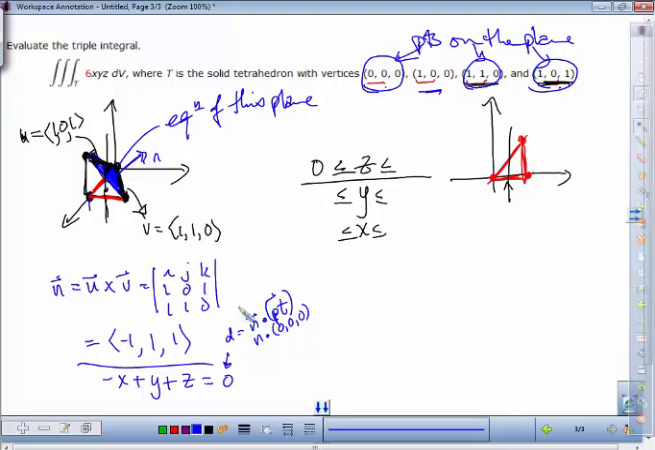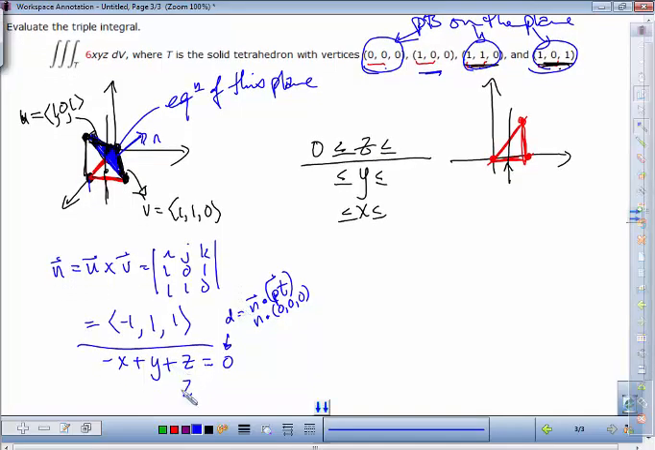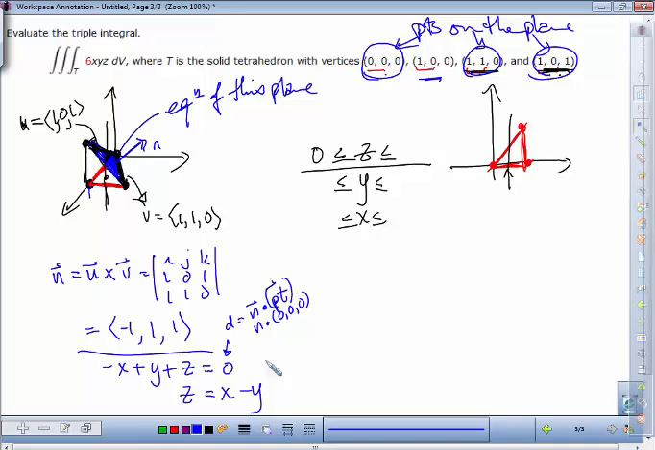All right, well, it's not quite what I want. What I want is z by itself, so that's easy enough to do. We've got x minus y, I think. Z is equal to x minus y. And that will give us a z function to be my upper limit for my inner integral. So it looks like my z limits are going to go from 0 to x minus y. Good?